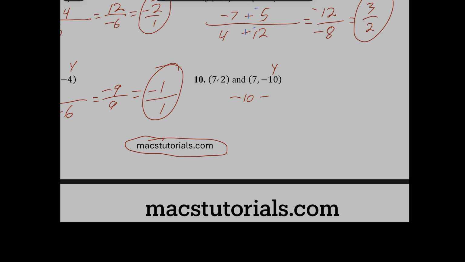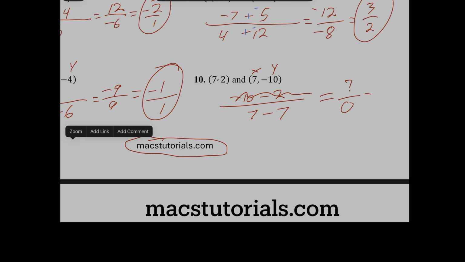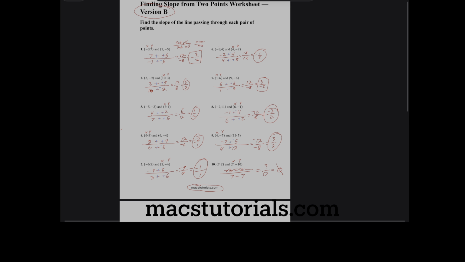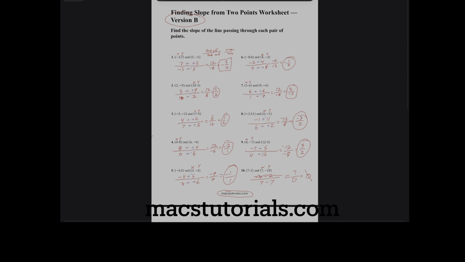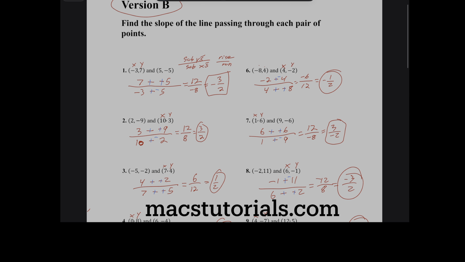Right here, I'm going to start with the negative 10 if that's okay. Negative 10 minus 2 over, I have to start with this, 7 minus 7. I don't care what all this is because I'm going to get whatever over 0. And if I get whatever over 0, my answer is no solution or undefined. Okay? So there you go. There's version B. Now you know how to do slopes by math. Okay, you don't need no stinking graphs. Just look at the numbers and you can figure it out for yourself.